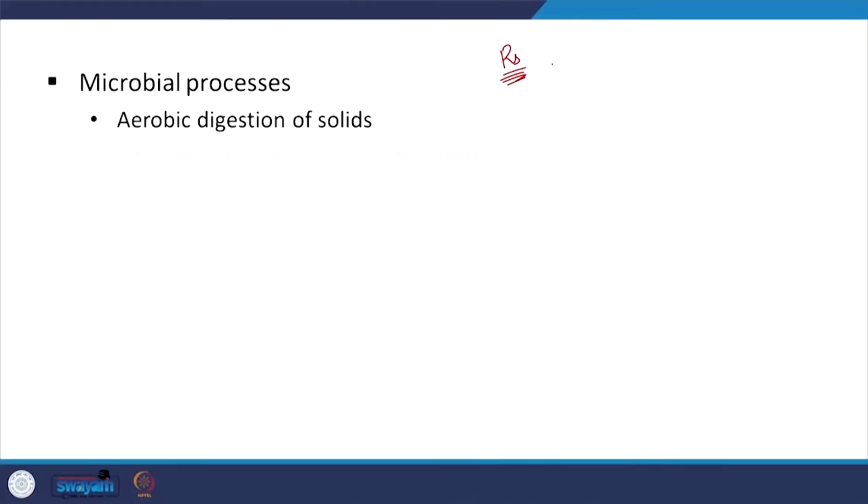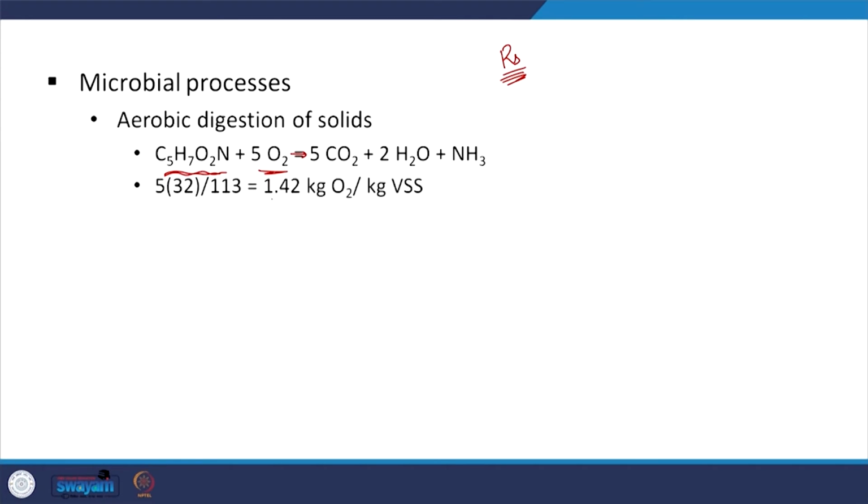So, microbial process, let us say this is the general formula for the cells. To balance it out, what do we have? We need 5 moles of oxygen for this generic formula of the relevant cells, right. So, it is 1.42 kgs of oxygen, 5 times the molecular weight of oxygen, and 113 looks like the molecular weight of this particular compound, which we are using to represent the cell mass, per kg of volatile suspended solids. Anyway, 1.42 kg of oxygen per kg of volatile suspended solids.